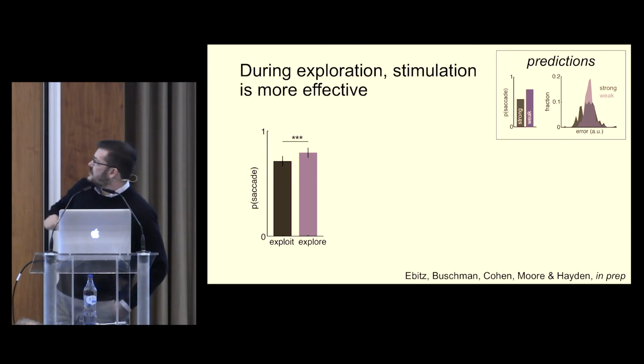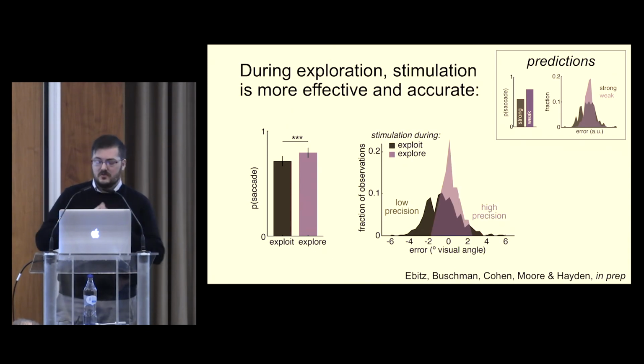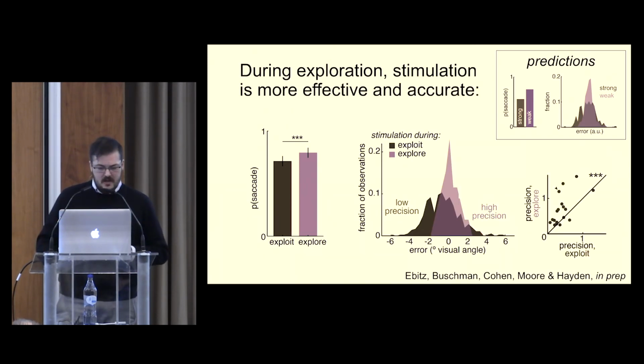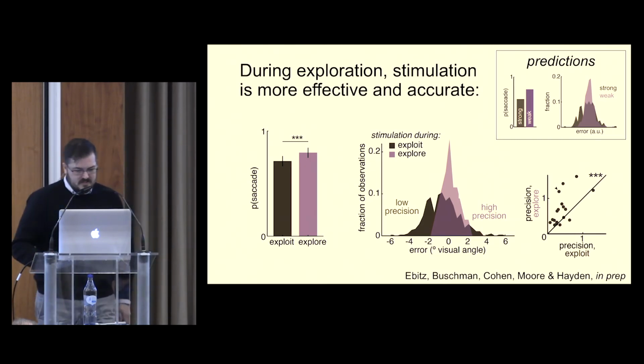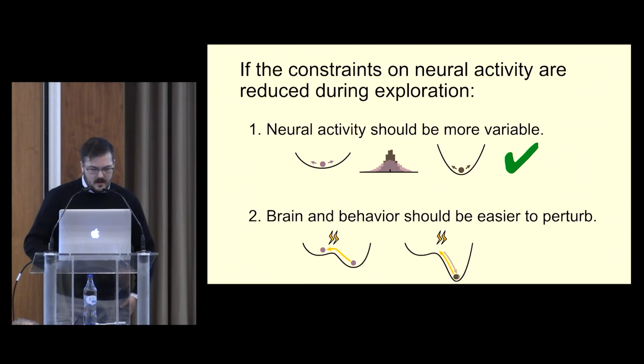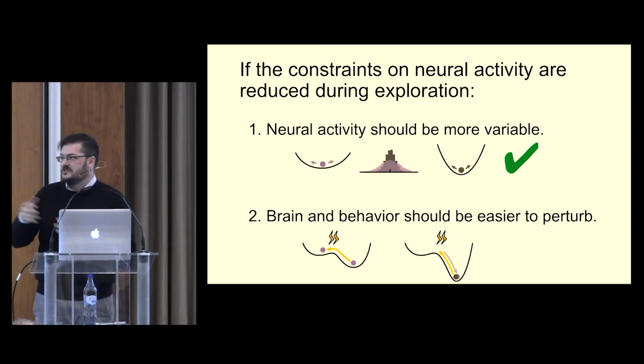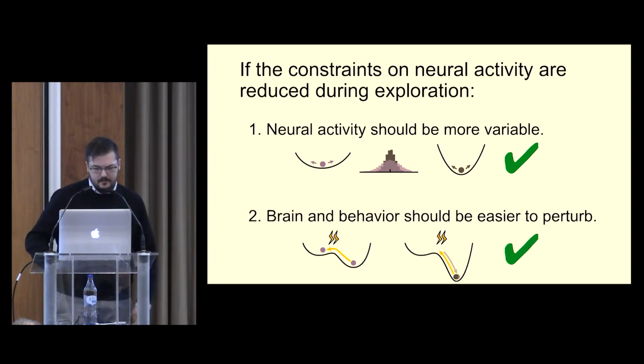So during exploration, we see that it's easier to elicit a saccade, so the same current is more likely to give us a saccade, and those resulting saccades are much more precise, both in that one example session and across a large number of sessions at this point. So it does look like the FEF is actually easier to perturb during exploration, suggesting that the intrinsic network forces that frustrate our intended perturbation are weaker during this state.